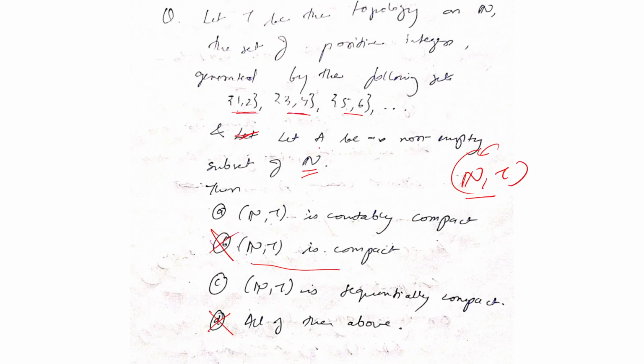No. By A, it doesn't. A is just a non-empty subset. You can form it as you want, to prove either A or C. So for sequentially compact, what do you need? You need a sequence here which has a limit point.